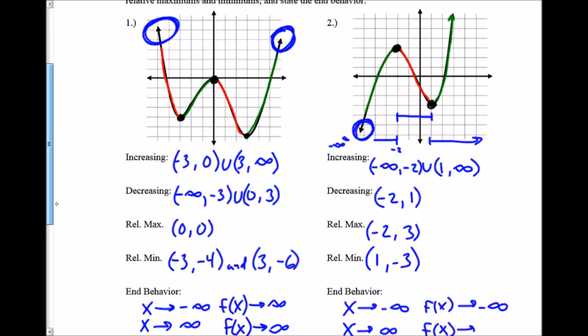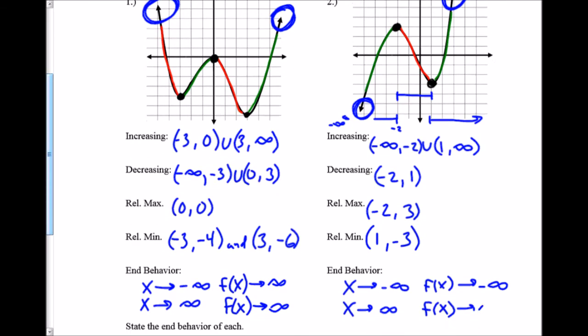All right? When I look at x going to positive infinity, I'm looking at the far right of the function. So I look at the arrow that's on the far right. I look at this end, and it's going up forever. So f of x is going to positive infinity here. And that's it. Okay? That's what we're doing when we talk about end behavior.